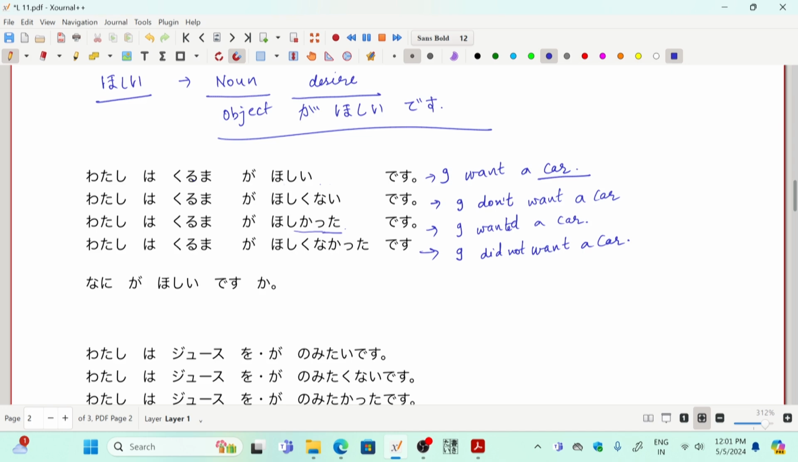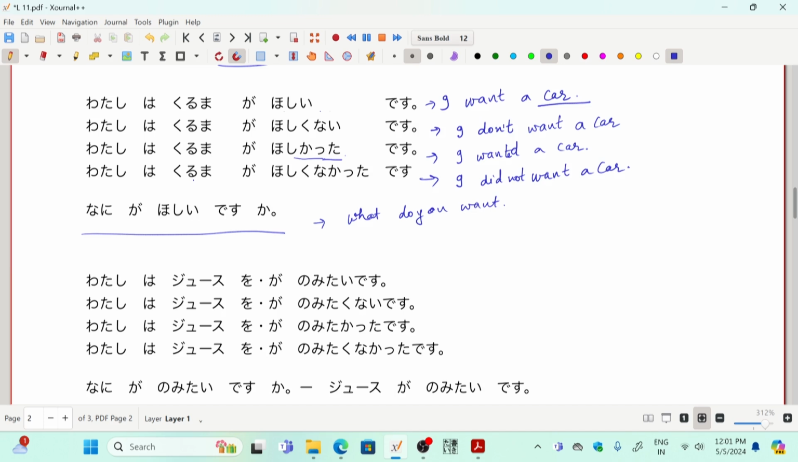So a question could be asked, Nani ga hoshii desu ka? What do you want? Okay. Nani ga hoshii desu ka? What do you want? Next is tai form of the verb. So tai will come. Okay.